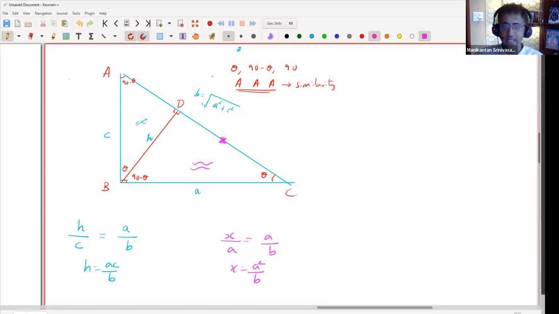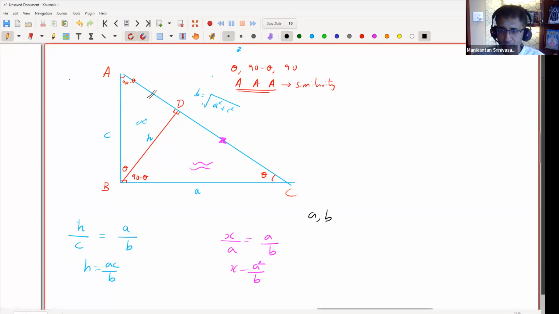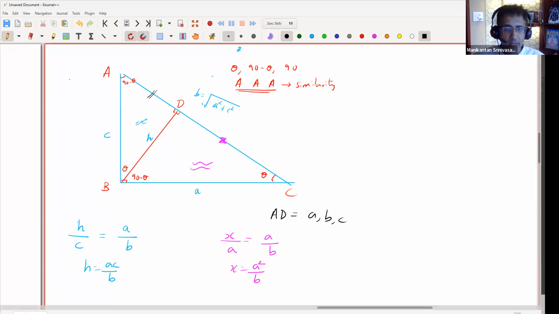Okay, so like this, I can find any measurement that I want. So let's do one more. Can you guys find AD? Find AD in terms of small a, small b, and small c. And then also find, yeah, I think that's the only one to find, right? Find AD. This is CD and this is BD.